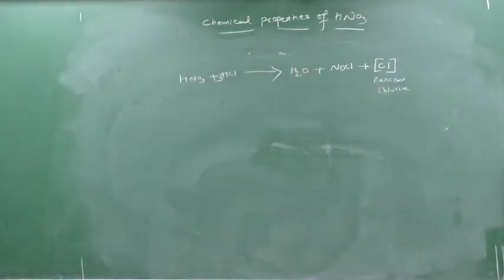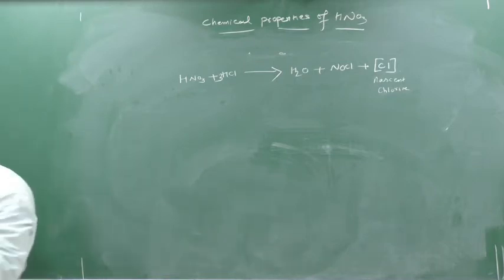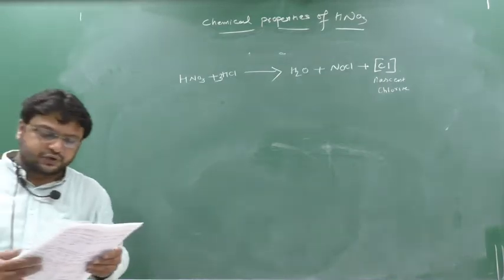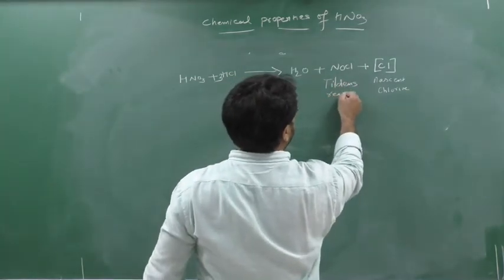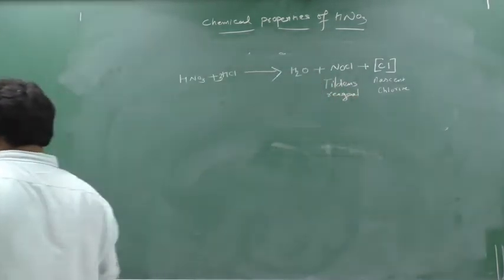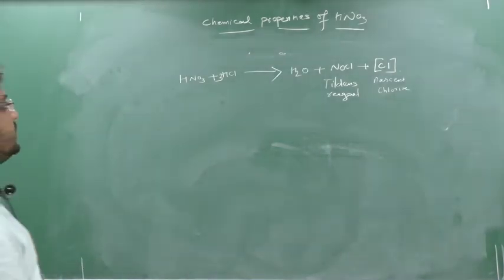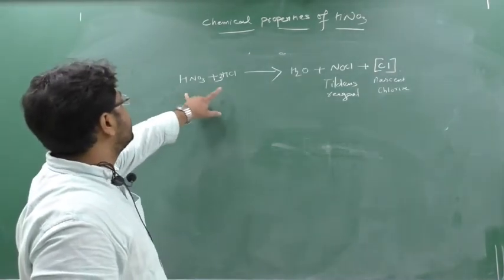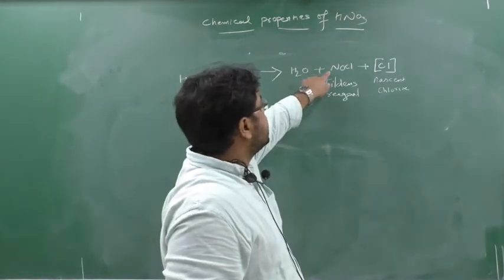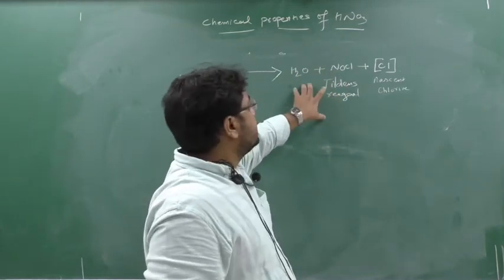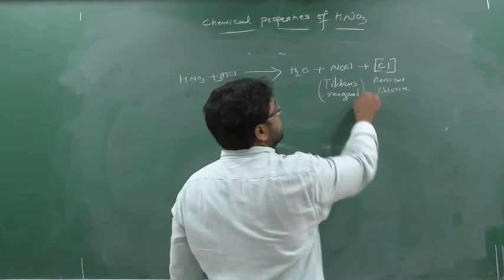You can write down its reagent name, NOCl. I think you can write down the reagent name of NOCl. It is known as Tilden's reagent. Clear? So whenever you form Aqua Regia, that is a 1:3 proportion of HNO3 and HCl, they two will react. HNO3, HCl react and form H2O and NOCl. I say nitrosyl chloride or Tilden's reagent.